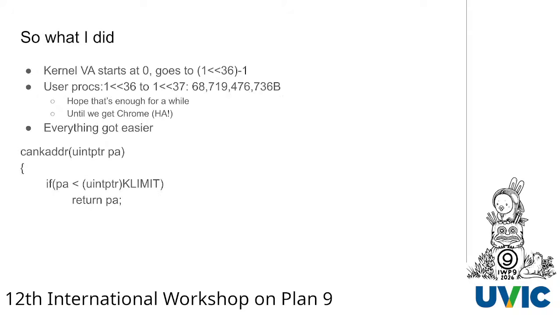So here's what I did, and this is the controversial part. I start my kernel virtual addresses at 0, and I go up to 36 bits worth. And then user processes run at 36 to 37. I think that's enough for a while until we try to run Chrome. And we don't ever want to do that. And then everything gets easier.